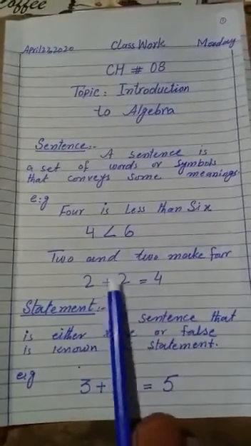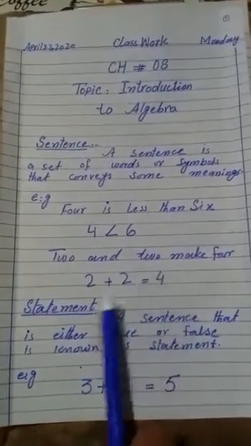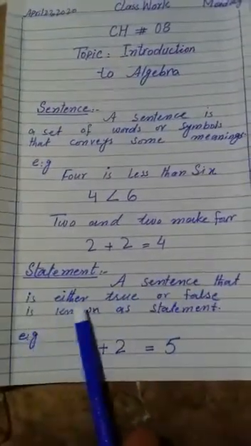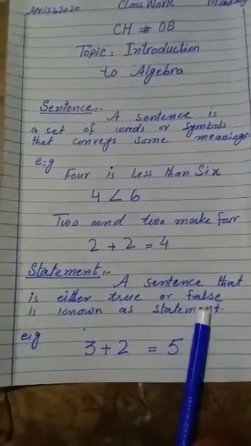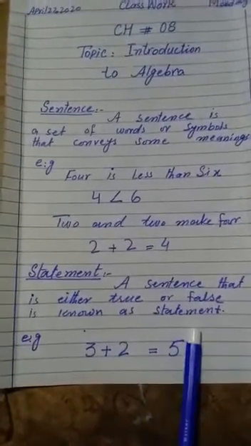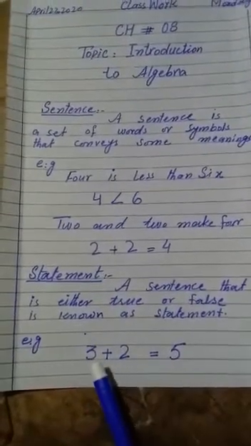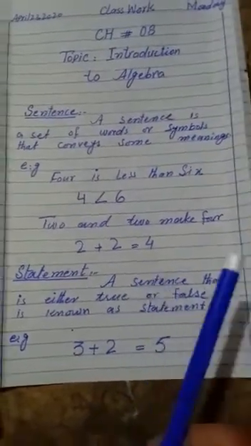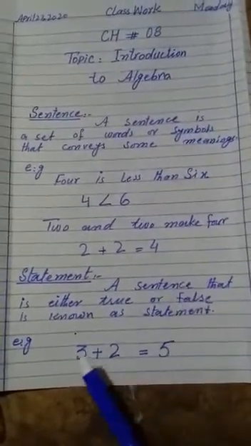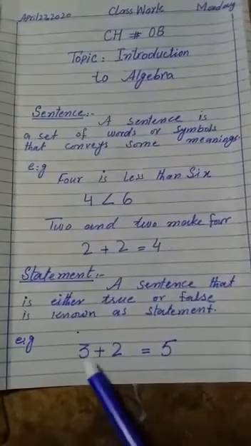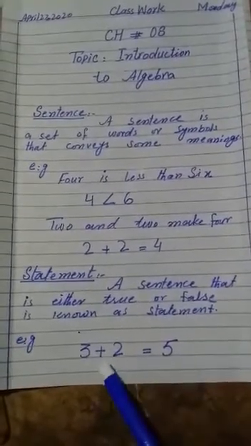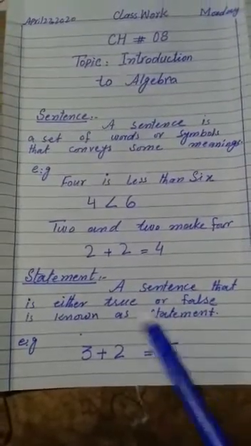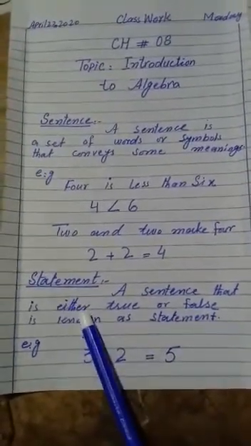This is a sentence. Next term is the statement. A sentence that is either true or false is known as a statement. It means a sentence which is true or false. 3 plus 2 is 5. It means this is a true sentence, and this one is called a statement.